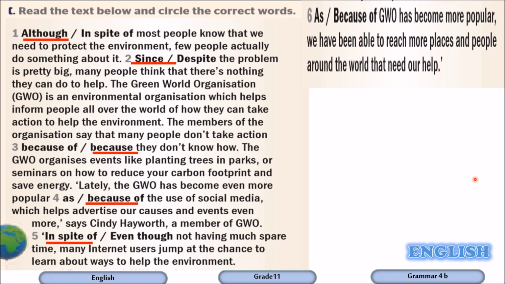In spite of not having much spare time, many internet users jump at the chance to learn about ways to help the environment. Finally, as or because of, same here. GWO has become more popular. So the subject plus a verb, so the answer is as. Very good.